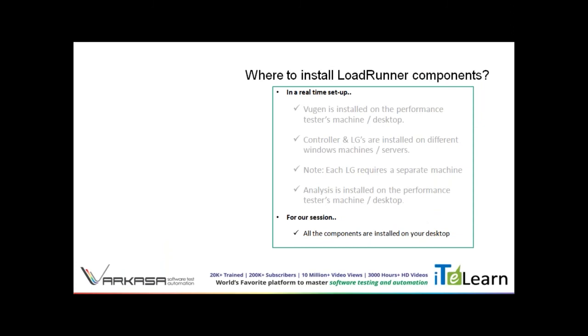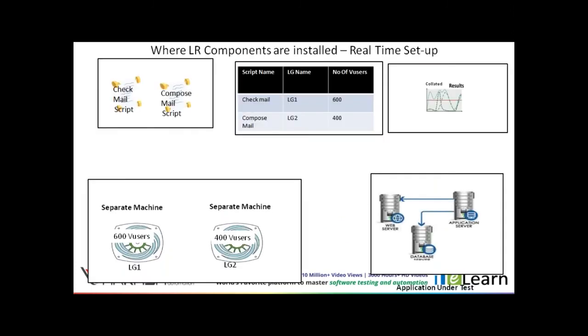Now, where do we install all these components? Okay, so you see this Vuser is installed on the performance tester's machine. Okay, that is your machine. When you go to a company, they will provide you a computer, right? On that computer you install the Vuser. Typically I'm saying, it will be the performance tester's machine.